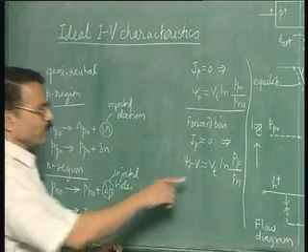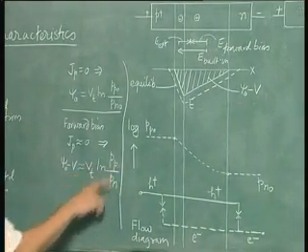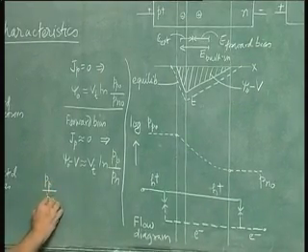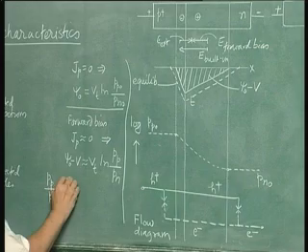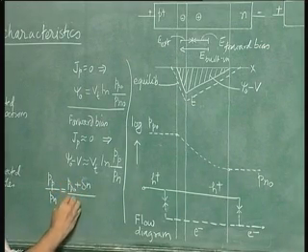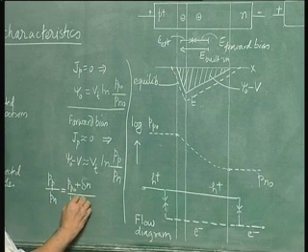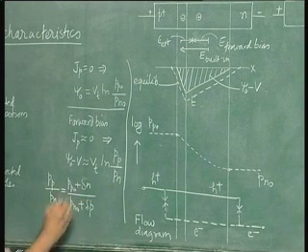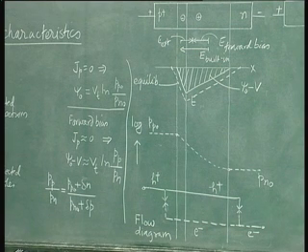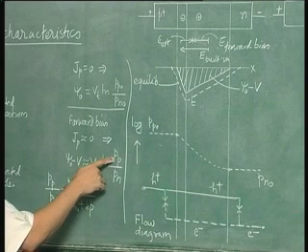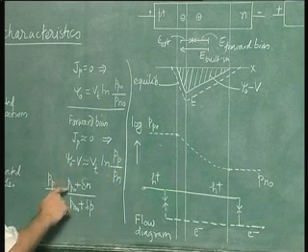Thus, if you want to write this ratio pp by pn, we can write it as pp by pn equal to pp0 plus delta n by pn0 plus delta p. Now it is important to note that this pp and pn correspond to the depletion edges, okay.